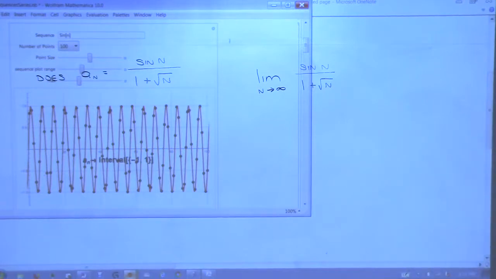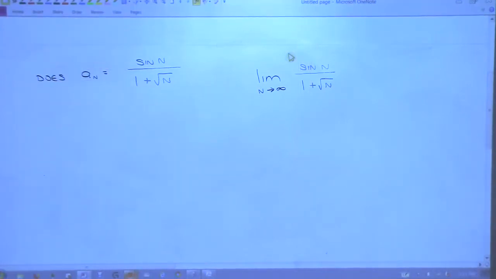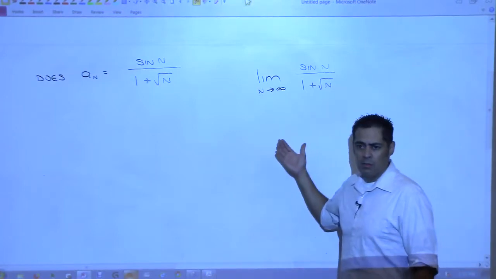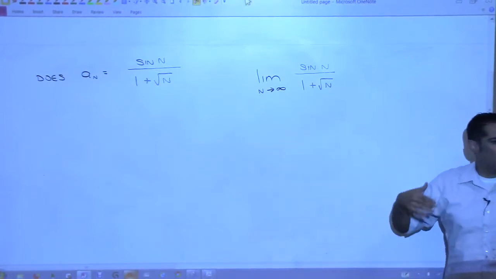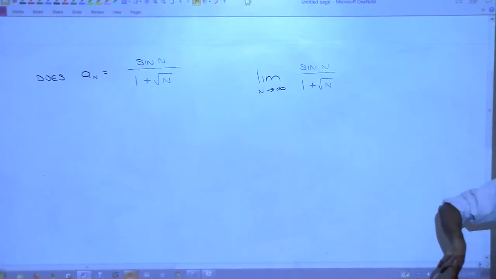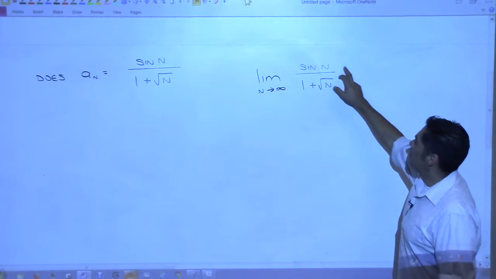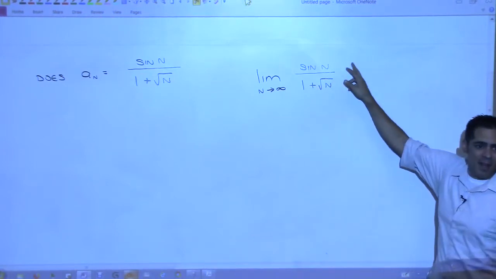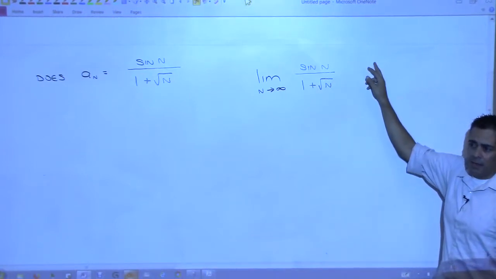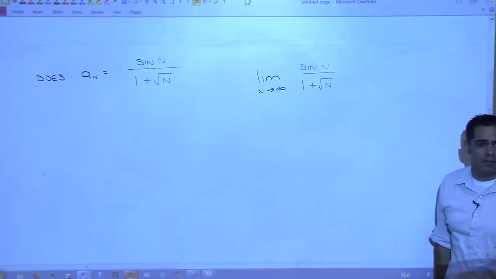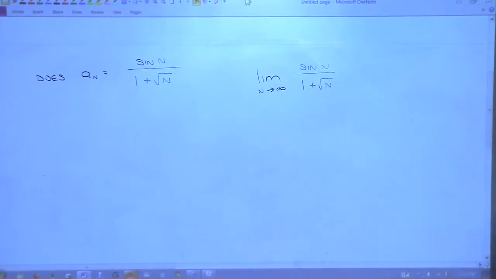Okay, so can we use L'Hopital's rule on this? What do you need to have to use L'Hopital's rule? Infinity over infinity or 0 over 0. I don't have either one, right? The bottom's headed to infinity. The top is not headed to 0, and the top is not headed to infinity, right? It's kind of scattered around. So no L'Hopital's rule allowed here. Can't use it.